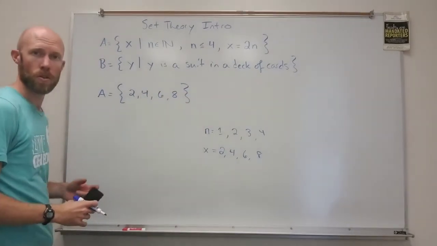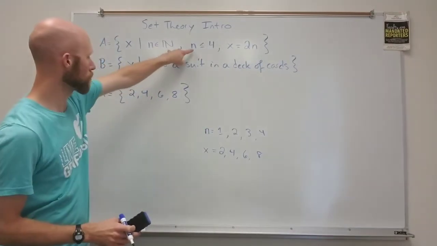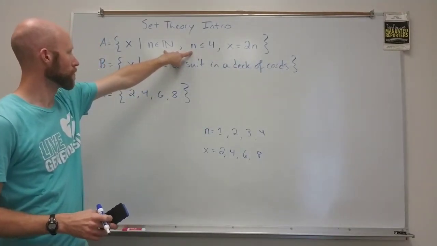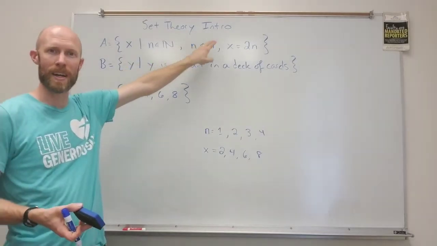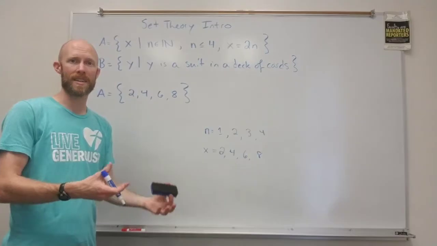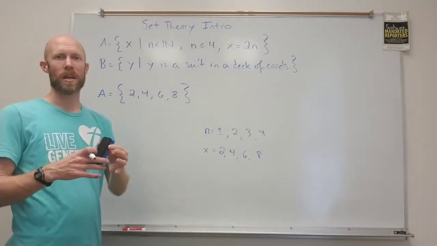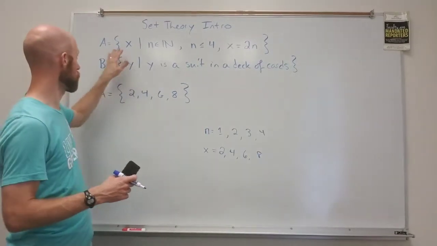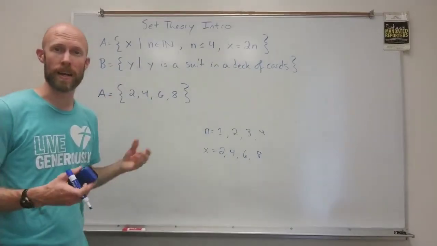And so A is the set 2, 4, 6, 8. All right. So again, you're using information about a variable to find values of another variable. So you're using information about n to find x, and x is the actual elements of the set. x are the elements of the set.